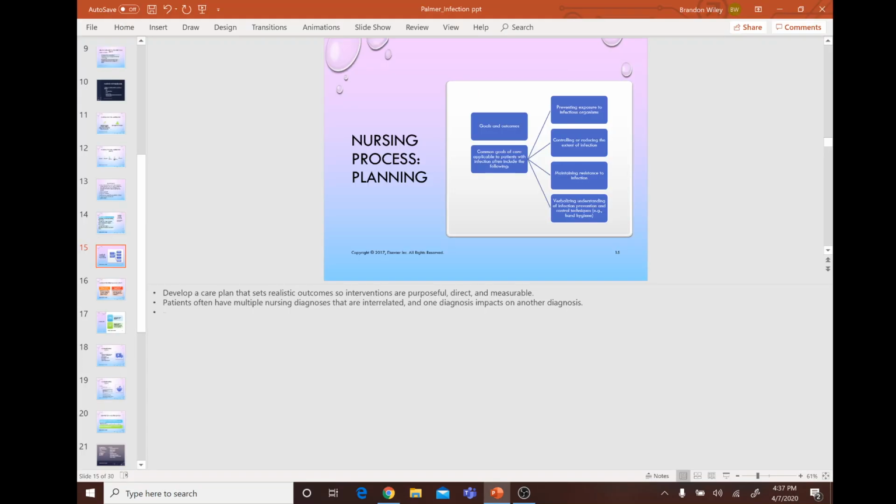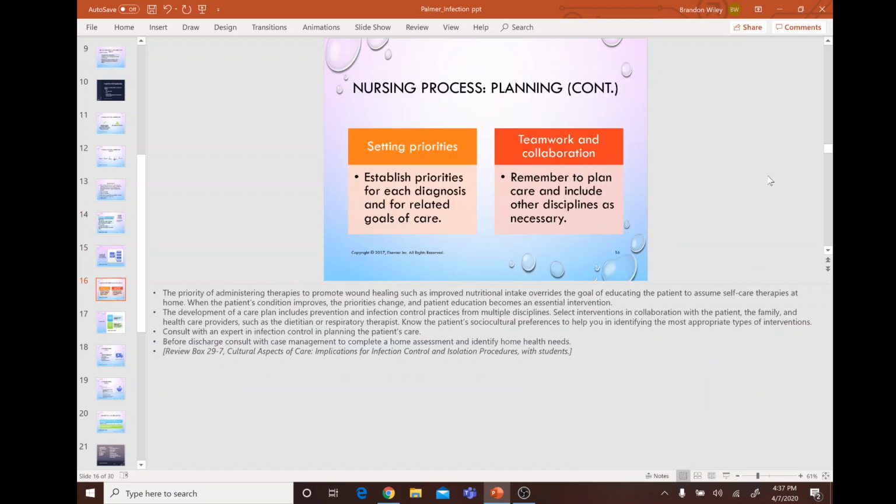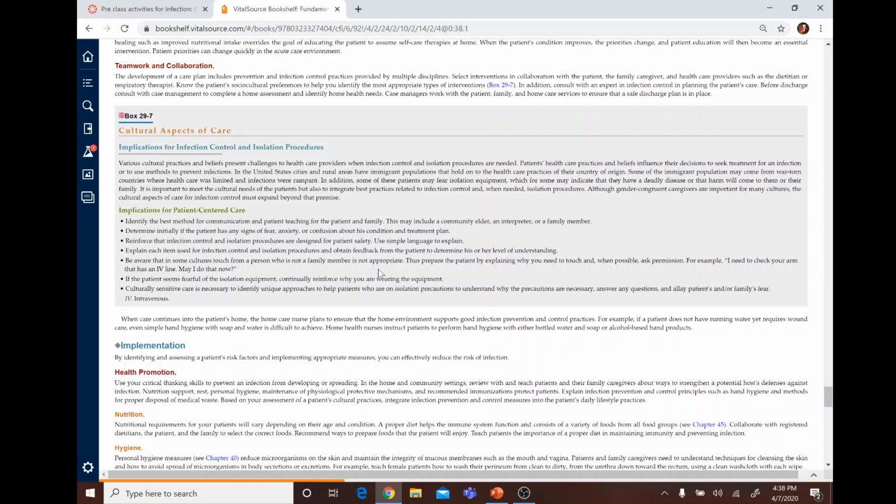So what are some common care goals for patients with infection? What would you say? We want to prevent exposure to infectious organisms. Control or reduce the extent of infection. Maintain resistance to infection. And have them verbalize understanding of infection prevention and control techniques. Pretty easy. So this has to do with the cultural aspects of care. You can read this if you like.